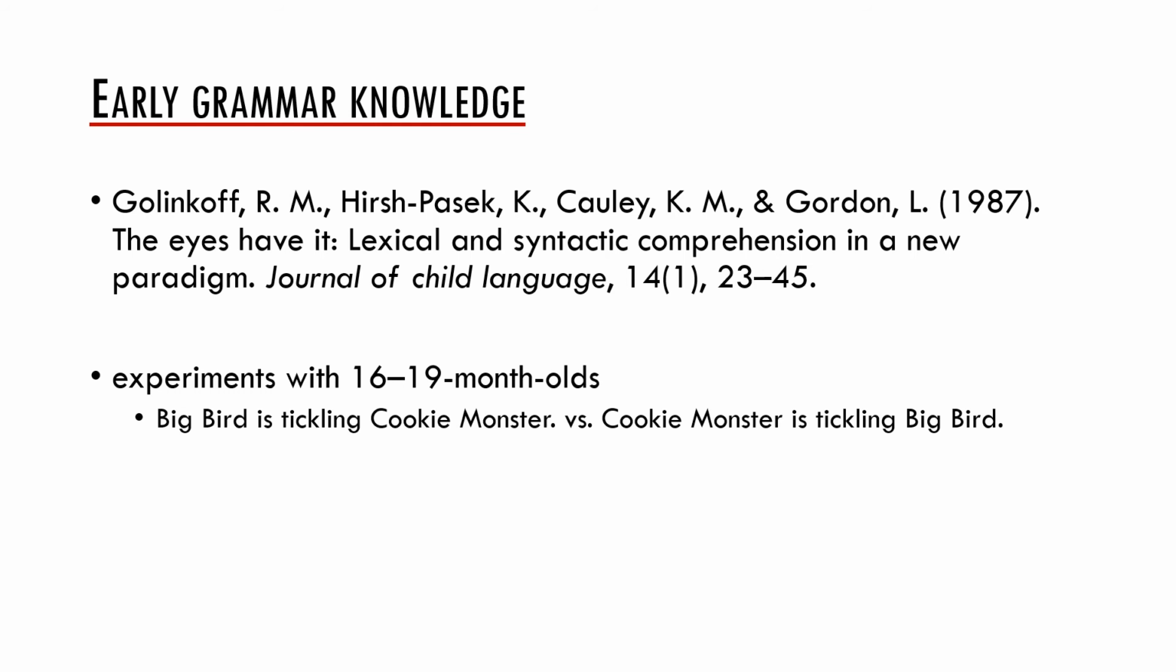For example, we know from the research by Roberta Golinkoff and her colleagues that 16 to 19-month-olds can already differentiate English transitive sentences such as Big Bird is tickling Cookie Monster and Cookie Monster is tickling Big Bird. Big Bird and Cookie Monster are characters from a famous TV show Sesame Street, which is especially popular in the English-speaking world. In other words, the children know them. But the question is, how do the authors know that children are able to understand these sentences?